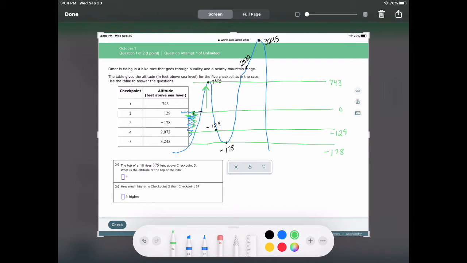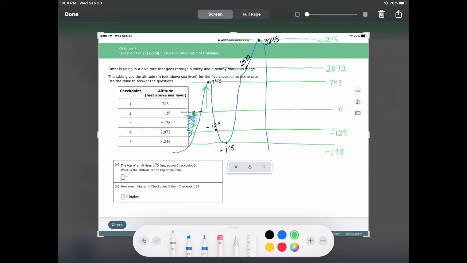And then there's another checkpoint. We go down the valley and up the mountains, and we get to this checkpoint 4, which is up here, 2,072 feet above sea level. And then finally we get to this top place, which is another checkpoint 5 at 3,245 feet above sea level.